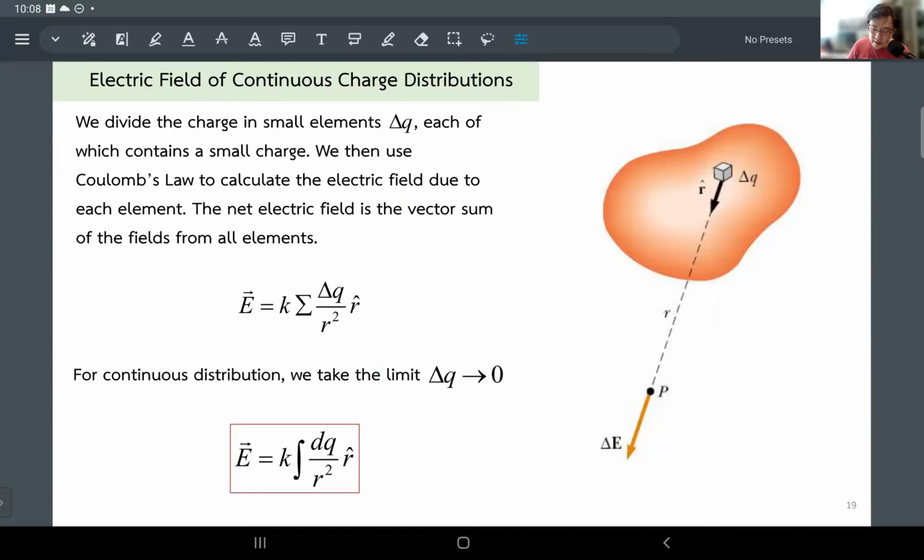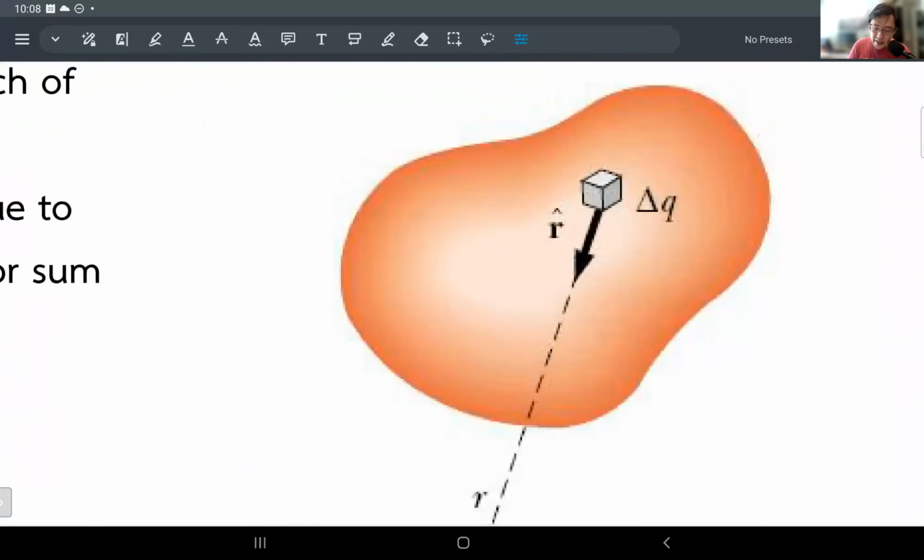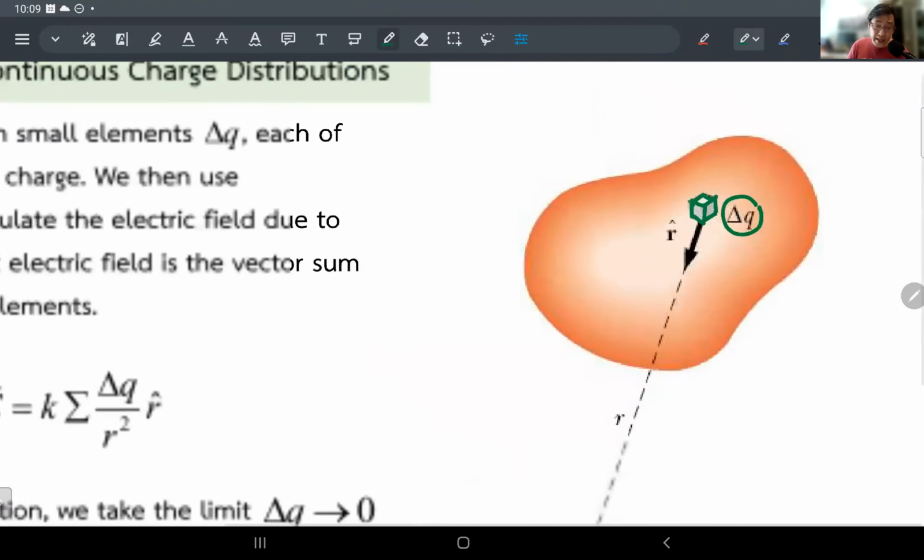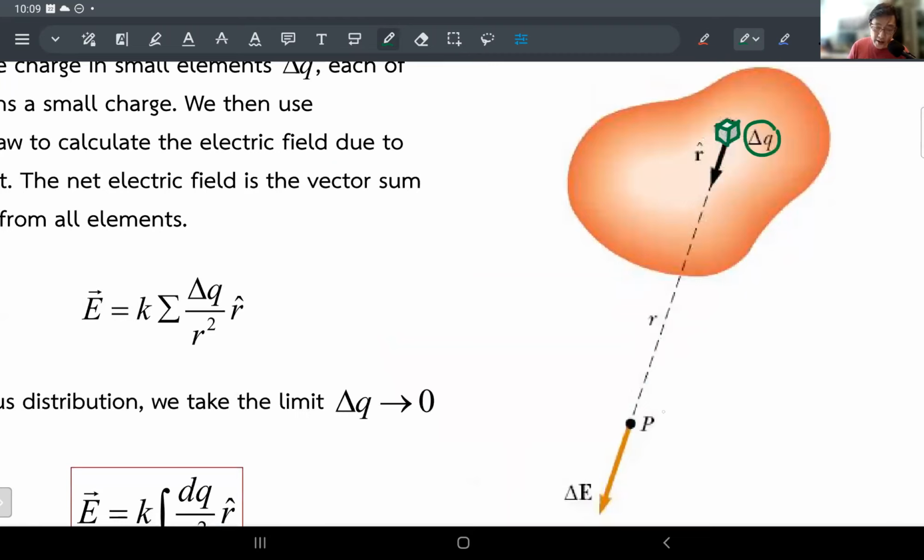The way to do that is to slice the charge into tiny pieces first, one by one. In this case, in three-dimensional space, each piece is a cube that contains a little bit of charge, and that charge will contribute to the electric field at a point of interest. For example, if you are interested in calculating the electric field at point P, all you need to ask is how far away that delta Q is from the point P. Let's say it's R.